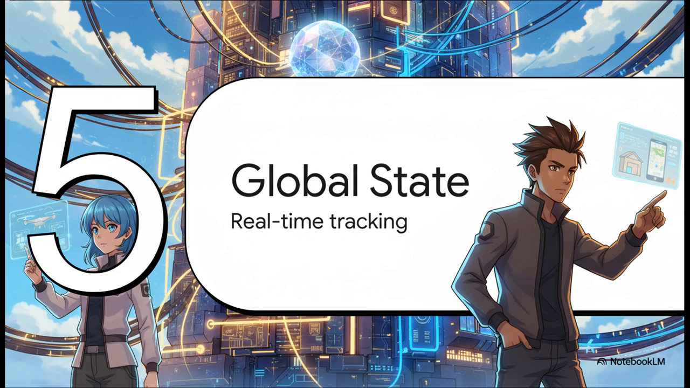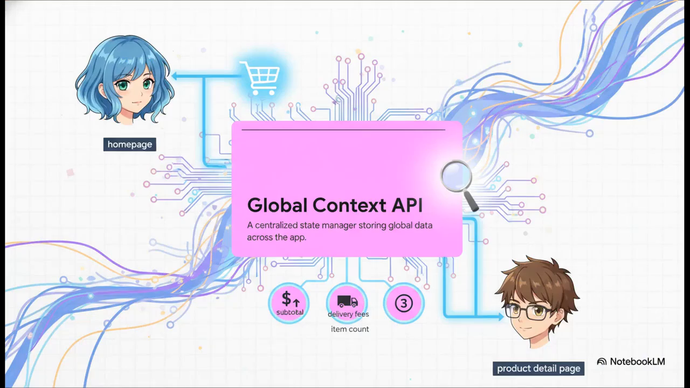Finally, Section 5, Global State and Real-Time Tracking. So the Context API handles the specific global data payload needed to keep the application responsive. Instead of making redundant, heavy database queries every single time a user switches pages to check what's in their cart, the master record is just stored globally right in the browser's memory.